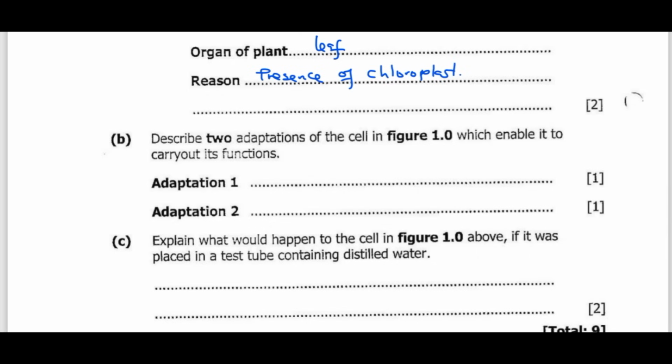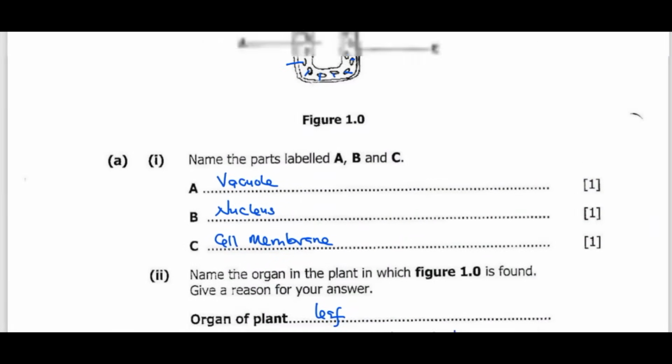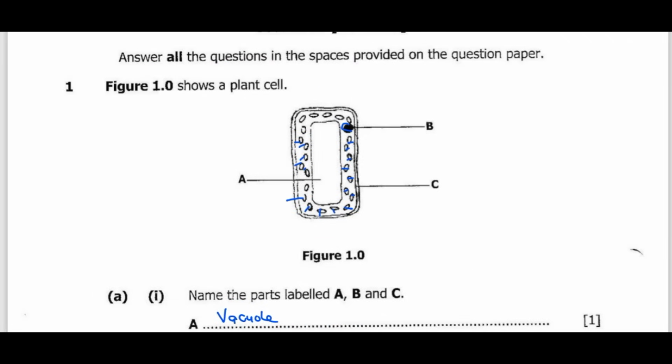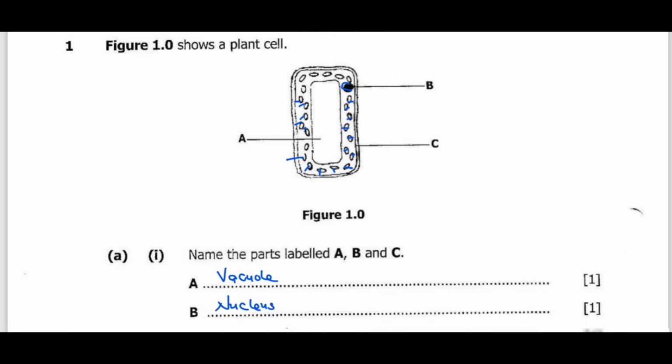Okay, so we move to the next one, to B. Describe two adaptations of the cell in figure 1.0 which enable it to carry out its functions. Adaptation 1: when you look at the cell, you'd find that it has a rectangular shape. The rectangular shape helps to increase its surface area so that photosynthesis can take place. So that is the first one.